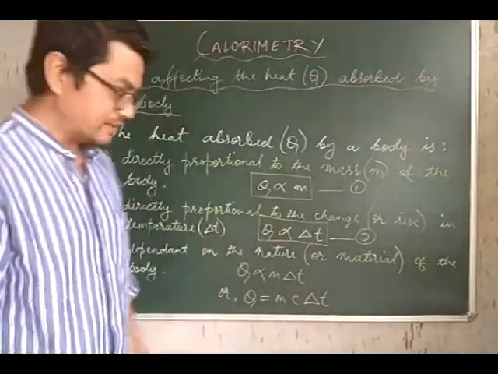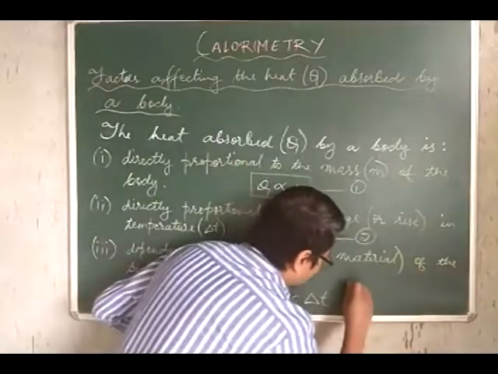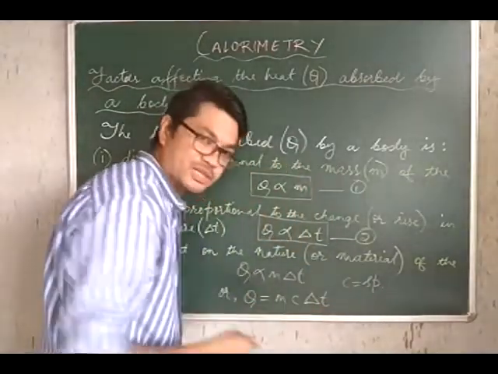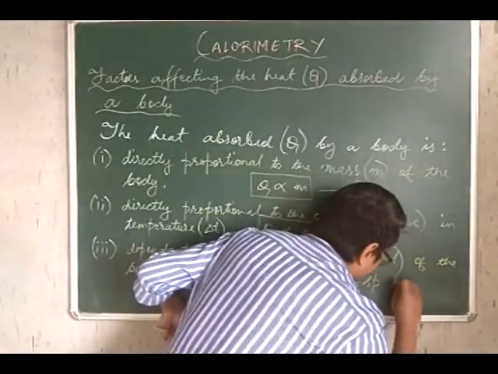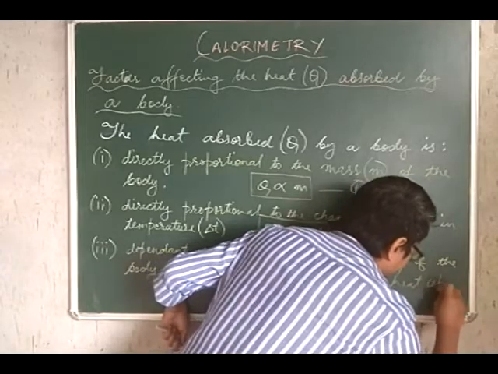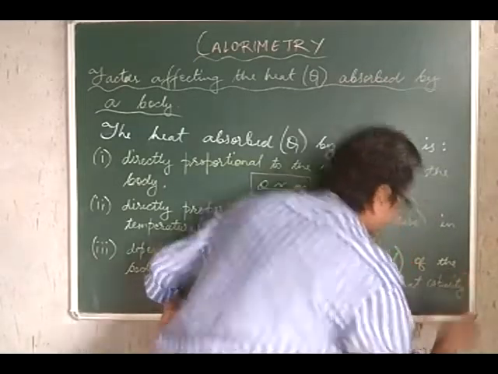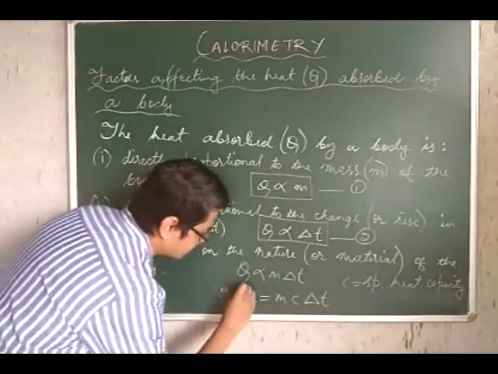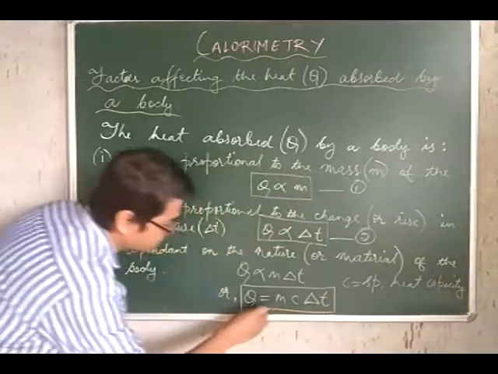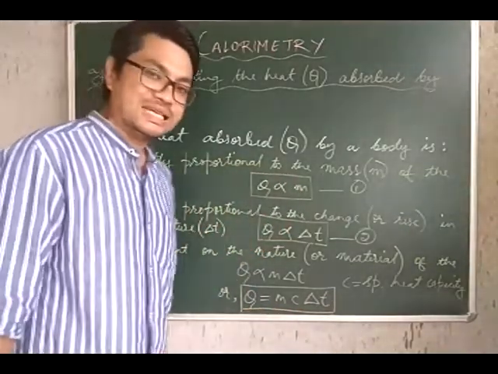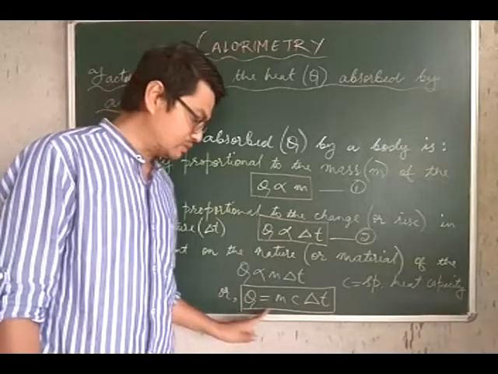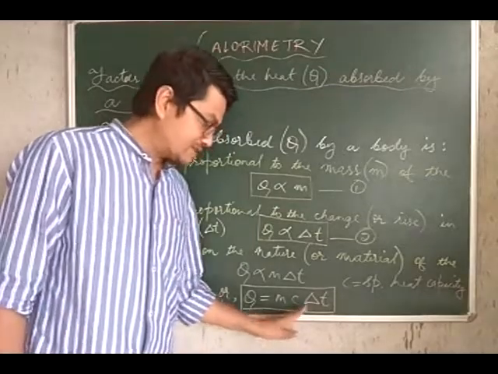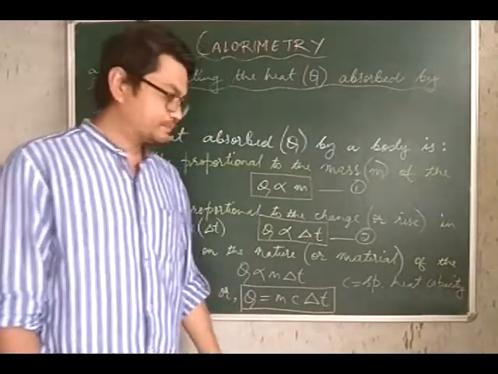This C has a name. This C is called, SP means specific, you have to write specific in full. So it's called specific heat capacity, a very, very important constant for you. And you know, this equation in itself is very important for you. Q is equal to MC delta T. The amount of heat absorbed is equal to the mass of the body times the specific heat capacity of the body times the change in temperature.